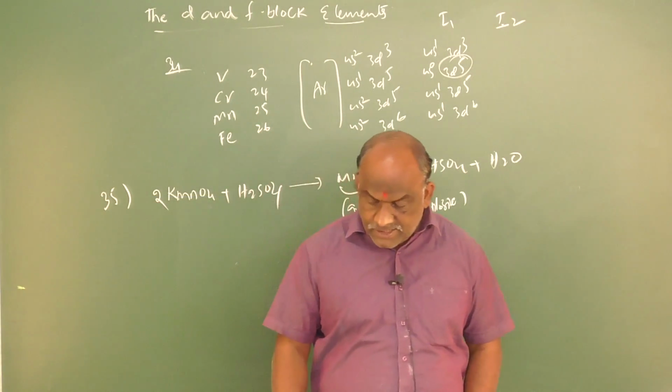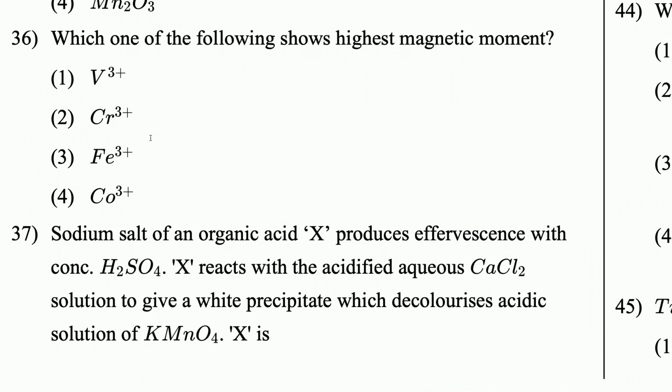After that, question number 36. Which of the following shows the highest magnetic moment? What is the condition? Highest magnetic moment means the maximum number of unpaired electrons. Fewer unpaired electrons mean the least magnetic moment. For the highest magnetic moment, we require the maximum number of unpaired electrons.